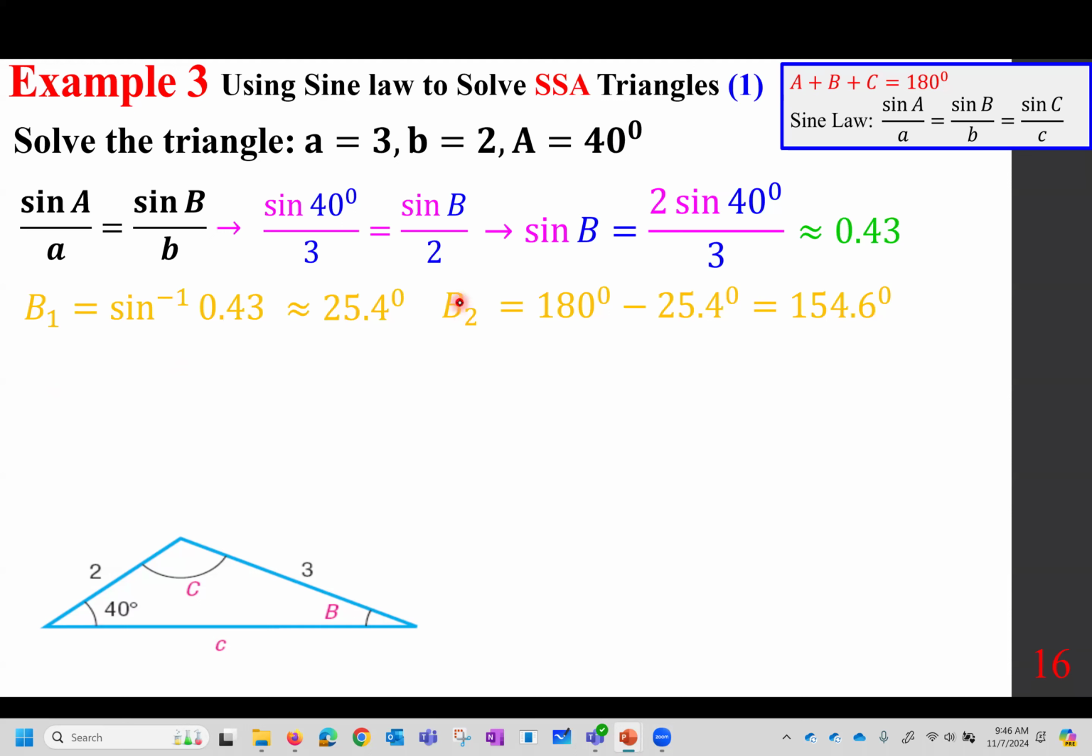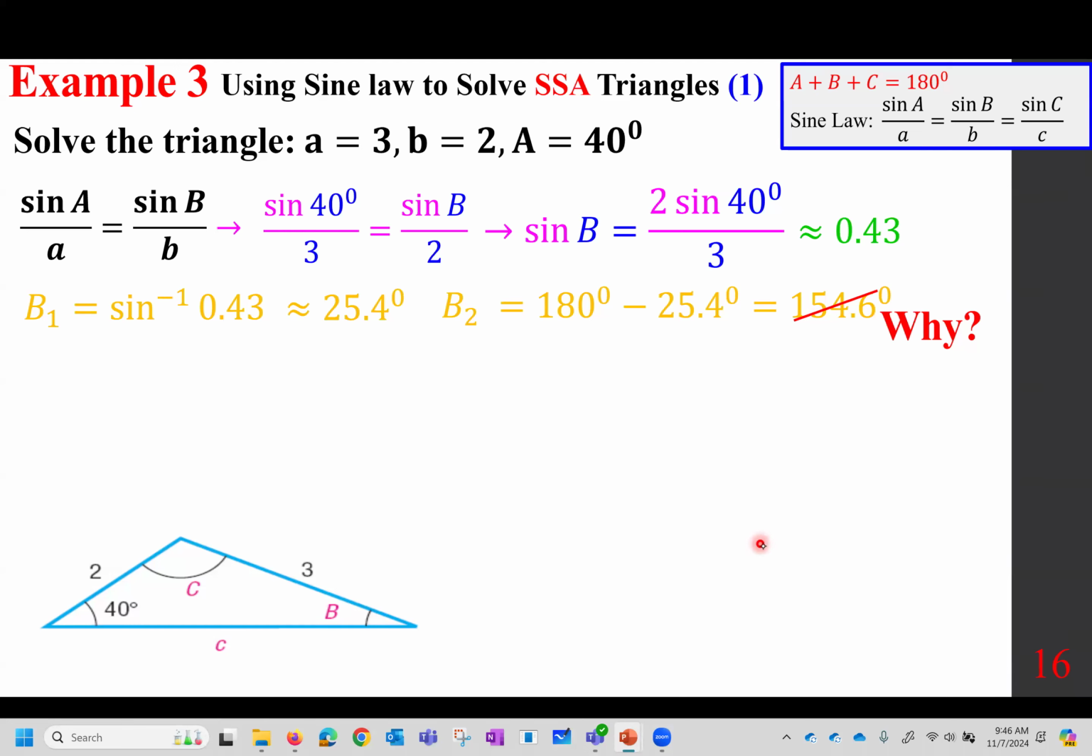How about B2? Add this to 40. If the sum is 180 or larger, this will not work. So you don't have to worry about that. Again, why is it not working? Because when you add with 140, you get 194.6. The sum of these two is larger than 180 degrees. That doesn't work. So you're done. There's only one, we finish it.